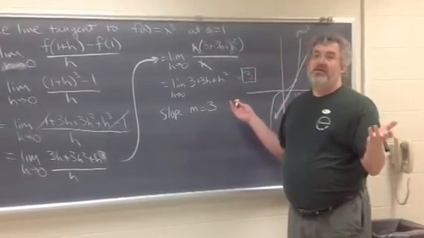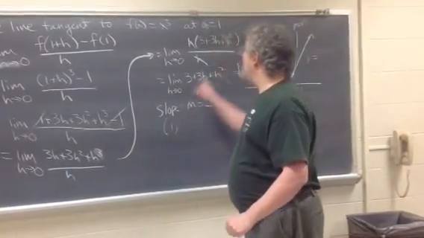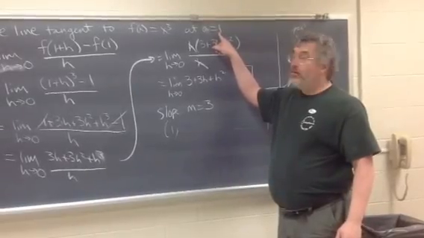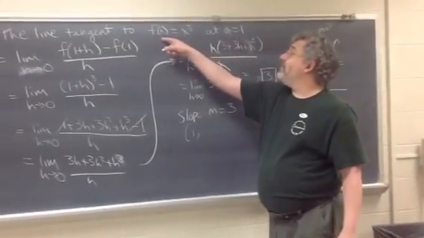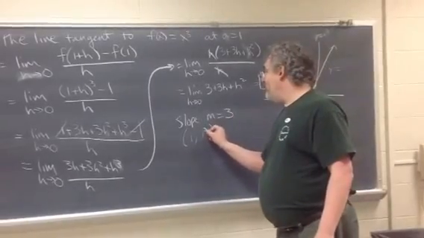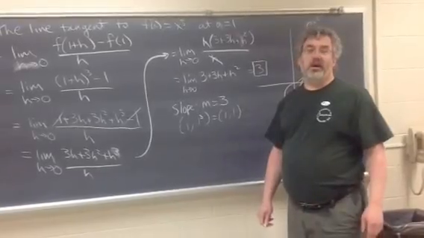What do we do next? We need a point. The original starting point. We know x was 1. That was in the problem statement. Now we need a y. The y value, how do you find that? You plug it into here. It's going to be 1 cubed. And 1 cubed is 1. So our point is 1, 1.